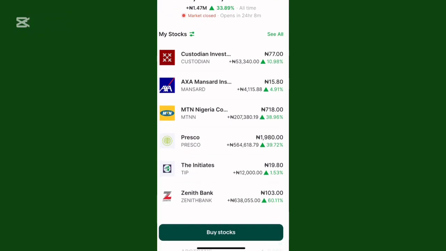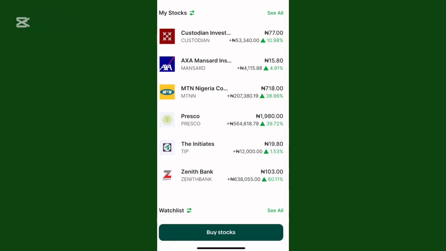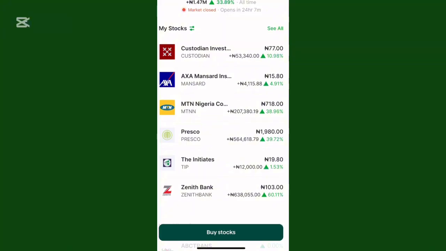So you scroll down, you see my stocks. That's the person's stocks, what the person invested in: Custodian, AXA, Mansard, MTN, Presco, TIP, and Zenith Bank. So the prices that are being displayed are the stock prices, which means that MTN stock price is currently 718 naira. Custodian stock price is currently 77 naira. Presco is currently 1,918 naira.